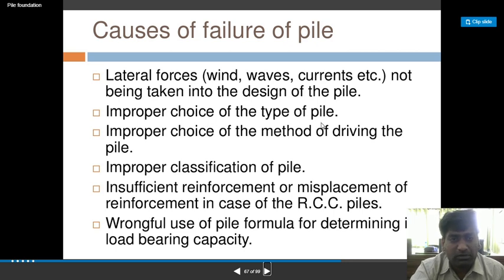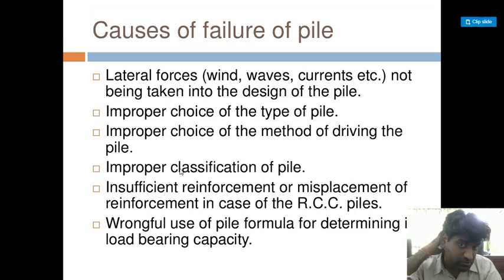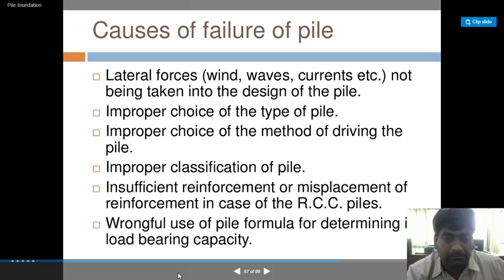Important: choice of type of piles. Important: choice of method of driving of the piles. Important: classification of the pile. Insufficient reinforcement or misplacement of the reinforcement in the case of RCC piles. Wrongful use of the pile formula for determining its load bearing capacity.